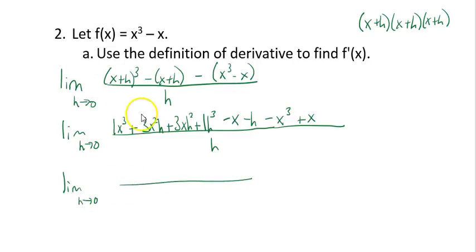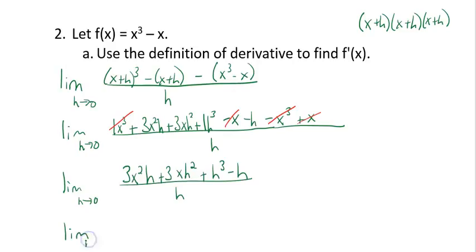And I'm going to cancel whatever I can. So I have an x cubed, 1x cubed, and a negative x cubed. Those will cancel. I have a negative x and a positive x. Those will cancel. And I believe that's it. So I'm going to write down what I have. I have 3x squared h plus 3x h squared plus h cubed, and then minus h, and it's all over h.